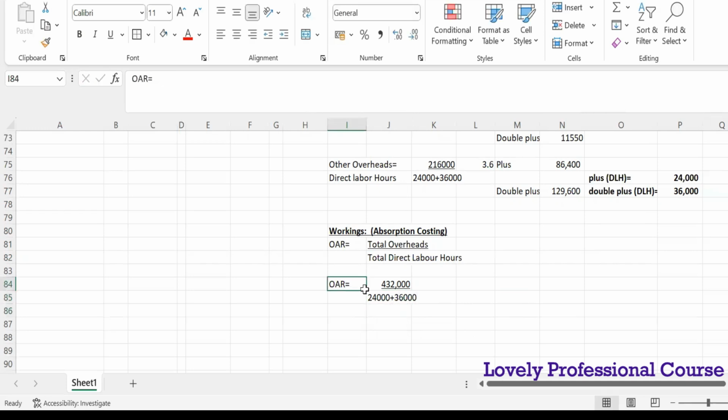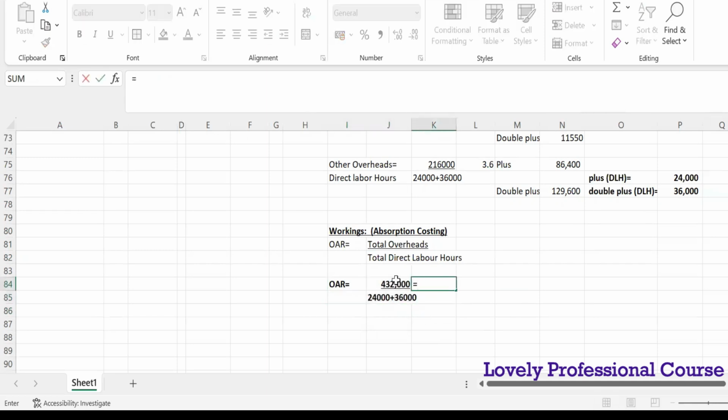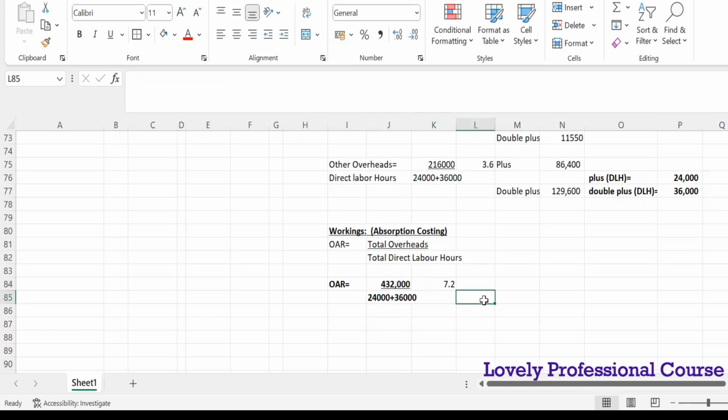So I'm going to have this. This is my overhead absorption rate. How will I find it? Okay, the answer will be this 432, and if you divide by 24 plus this 36, which is 60,000, so you divide by 60,000, you're going to get now 7.2. You see the answer is 7.2, which is money. This is cost, let's say this is euros, of course, as per the question. Then this is hours. This means this is euro per direct labor hour. So I multiply by the number of hours in 4 plus and double plus.